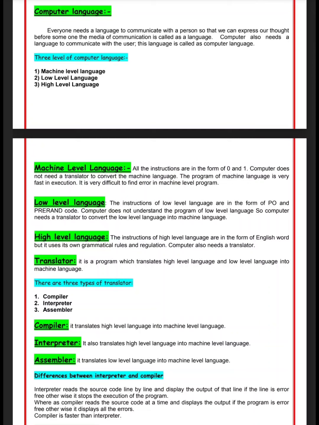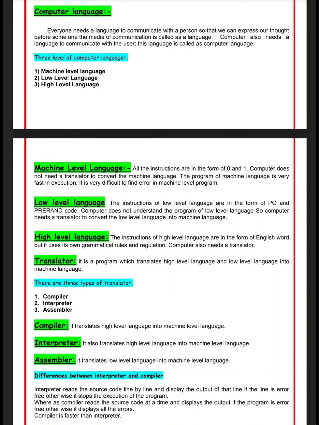Difference between interpreter and compiler: the interpreter reads the source code line by line and displays the output of that line if the line is error free, otherwise it stops the execution of the program. Whereas the compiler reads the source code at a time and displays the output if the program is error free. Compiler is faster than interpreter.